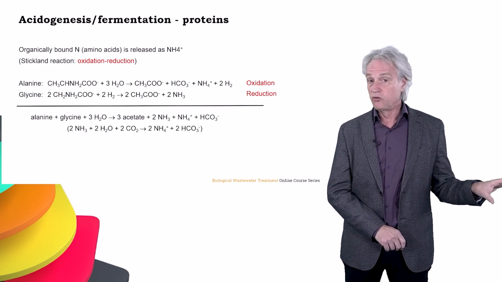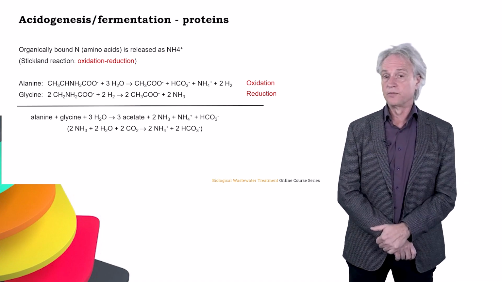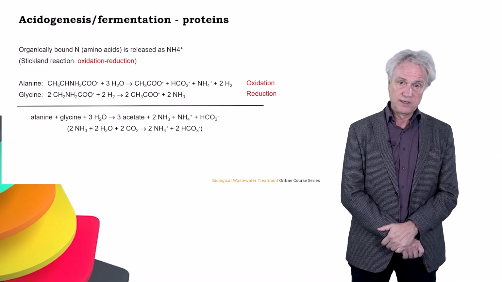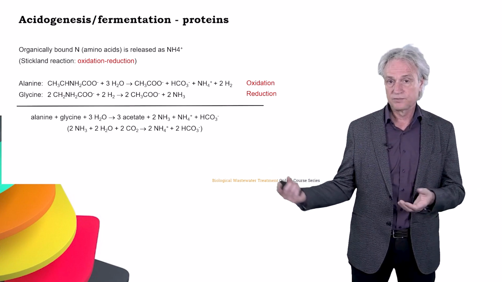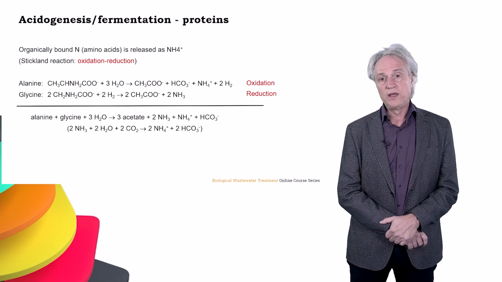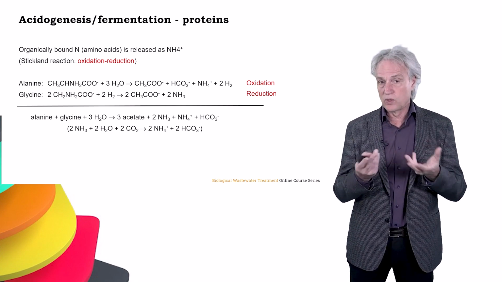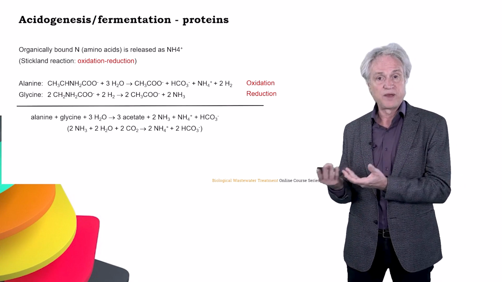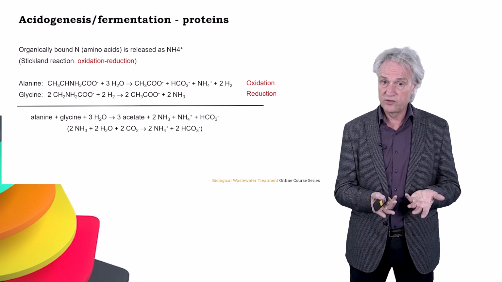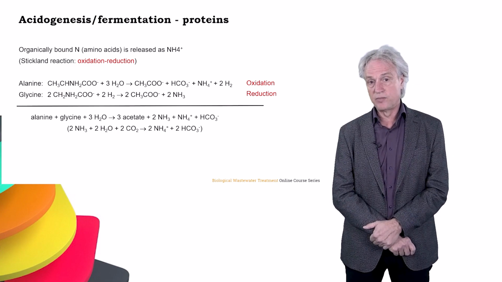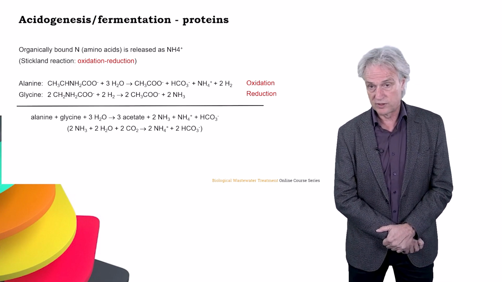Now we talked about the sugars. Another important compound are proteins. And the proteins, which are chains of amino acids, peptides, are generally first hydrolyzed, and then later on these peptides are converted to their amino acids, and the amino acids are then converted to the mineralized end products.